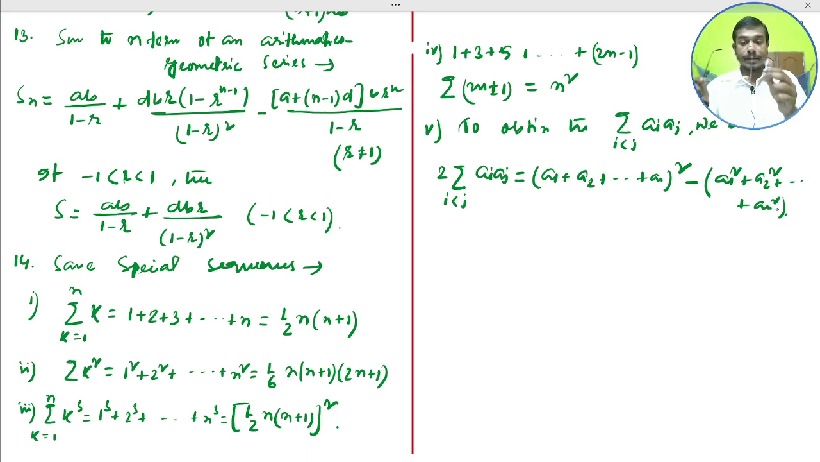To obtain the summation ai aj, we use the relation twice summation ai aj is equal to a1 plus a2 plus a3 dot dot dot an whole square minus a1 square plus a2 square plus dot dot dot an square.